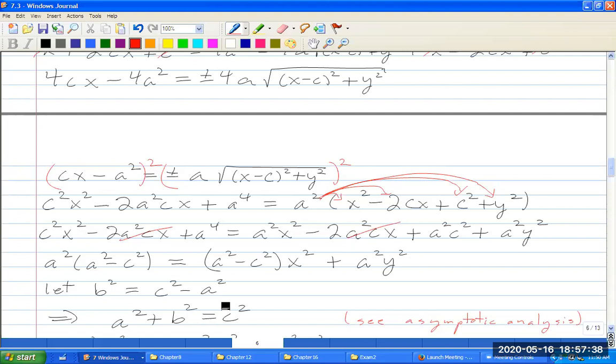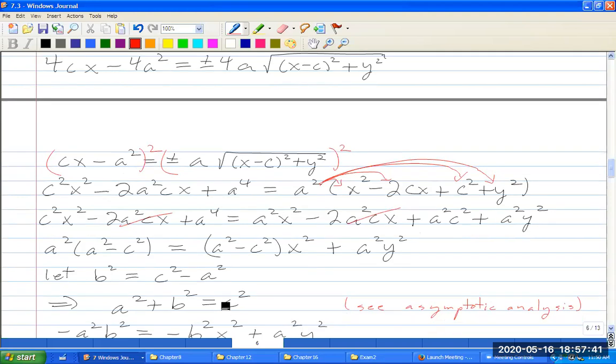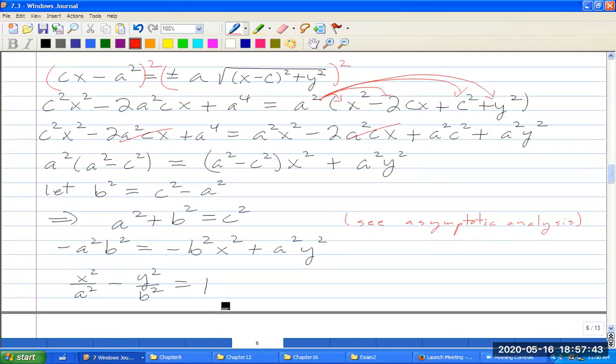Let b squared equal c squared minus a squared. To see why you should let that, see the asymptotic analysis in like 2 seconds. So I have that a squared plus b squared equals c squared. So a squared minus c squared, that's just minus b squared.